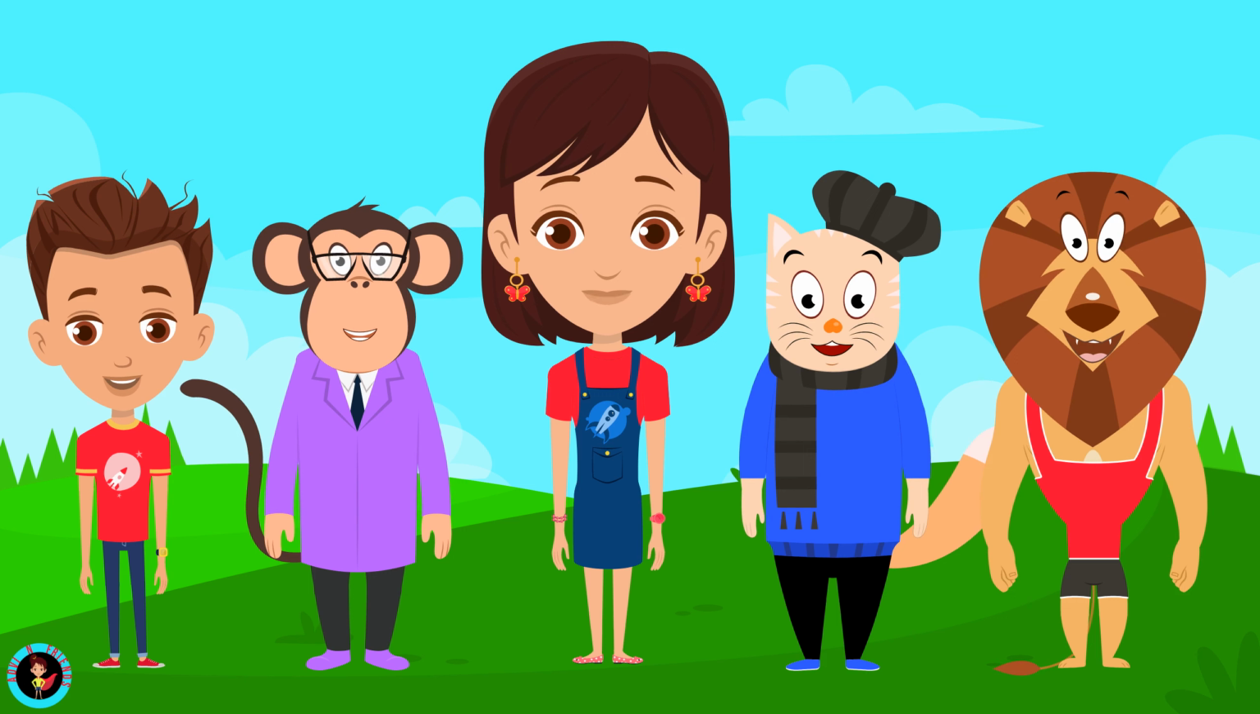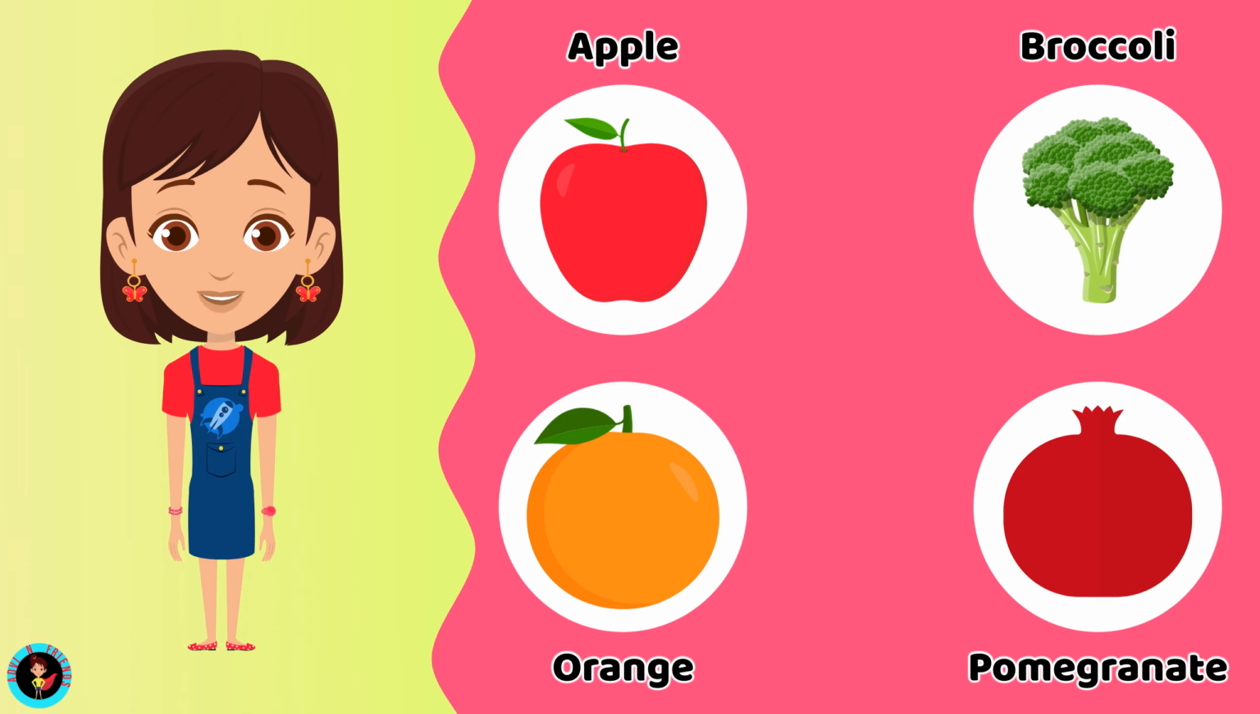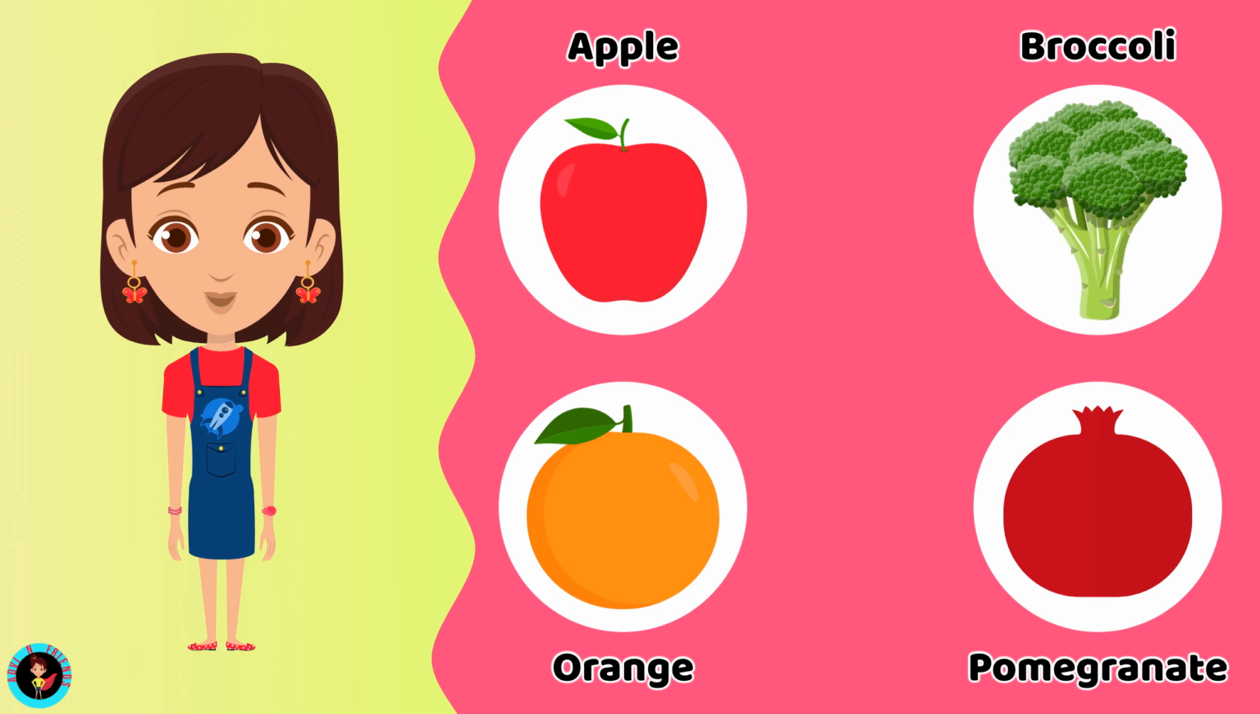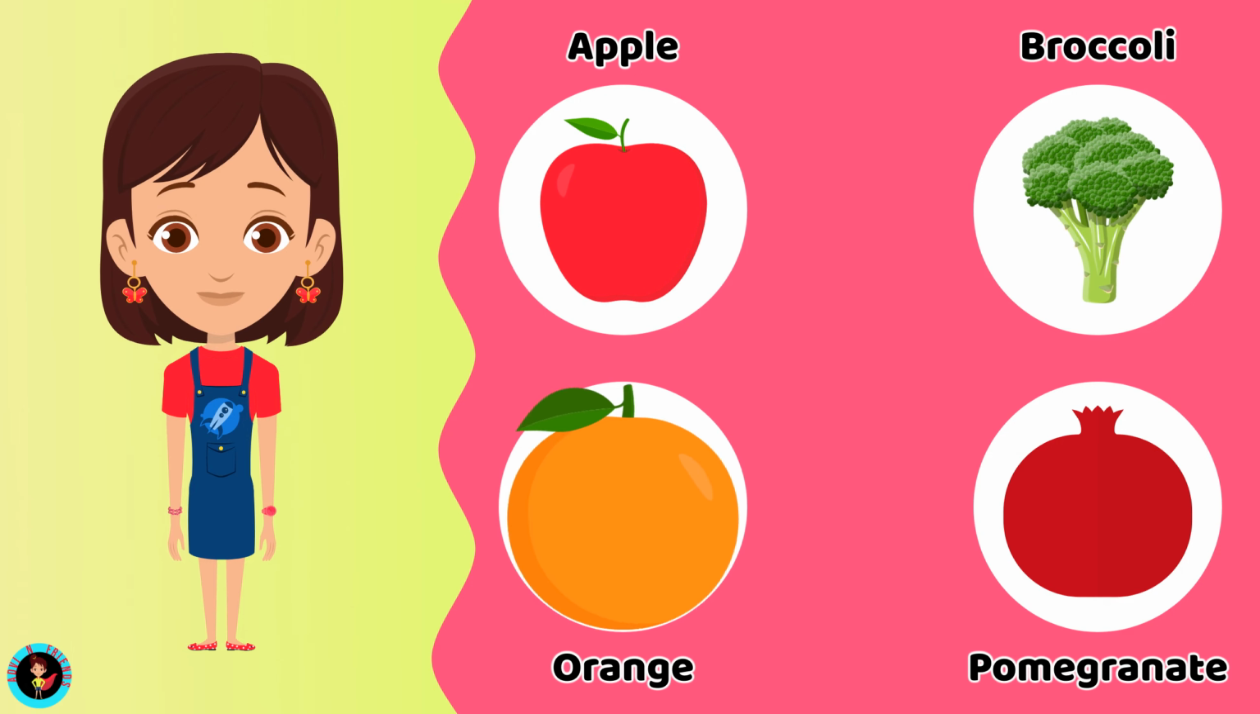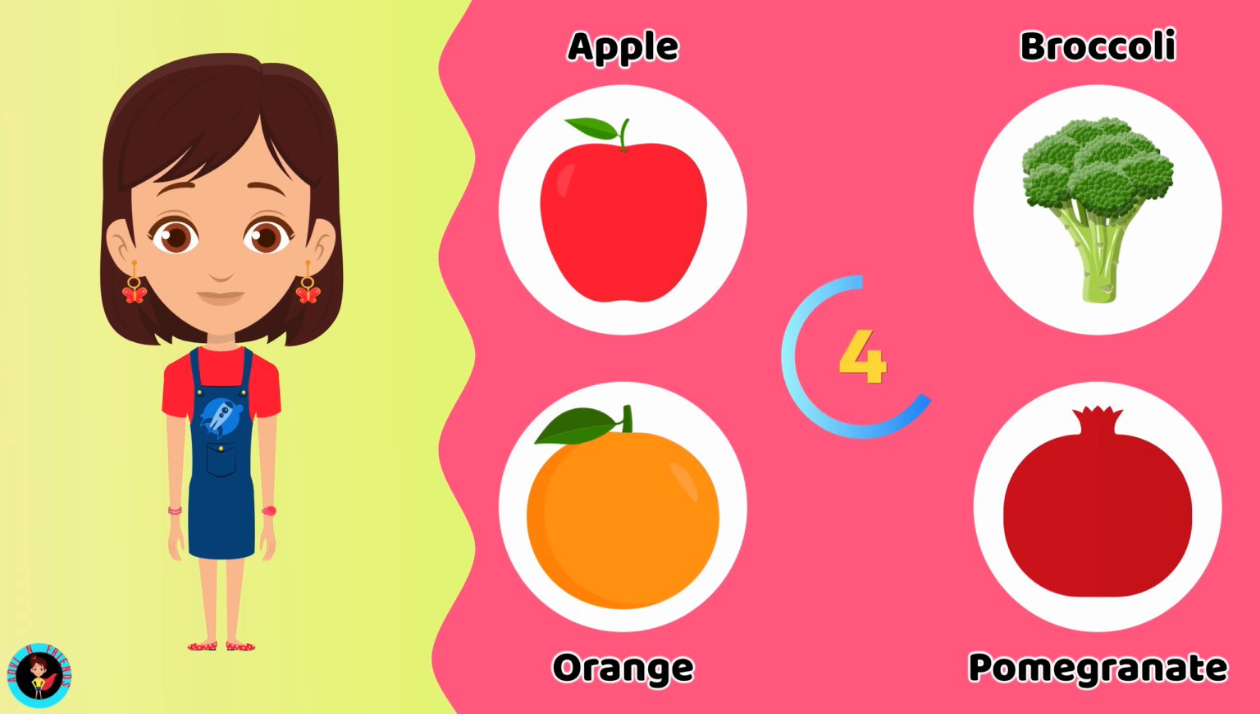Hello kids, today let's play a quiz game along with my friends to see how much you know about vegetables. Let's go. Which among these is a vegetable? Apple, broccoli, orange, pomegranate. The right answer is broccoli.